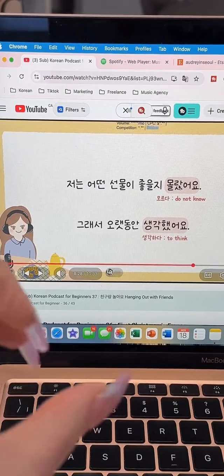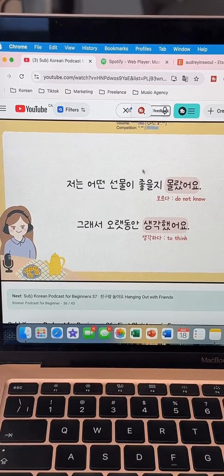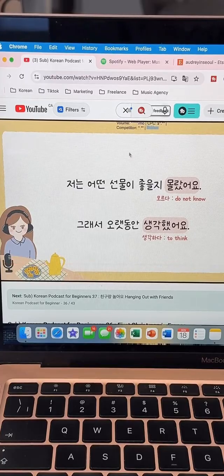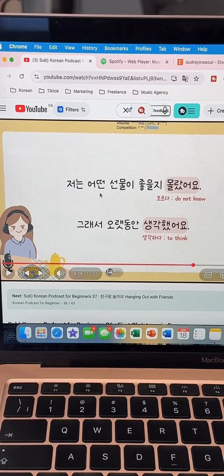So if you have a better way of rephrasing this sentence in English, please feel free to comment down below. Sometimes I struggle with that. I completely understand what this sentence means, but trying to put that into English sometimes is a struggle. Okay, so it's basically saying that she didn't know which gift would be good.